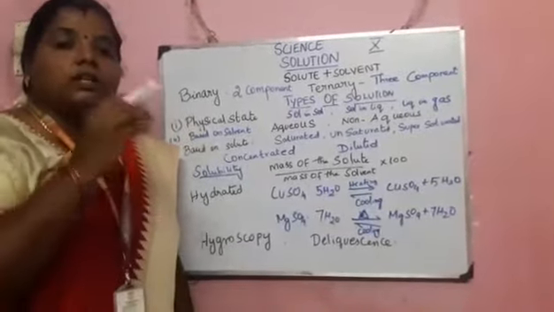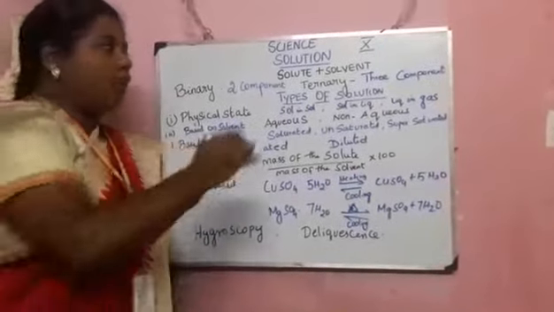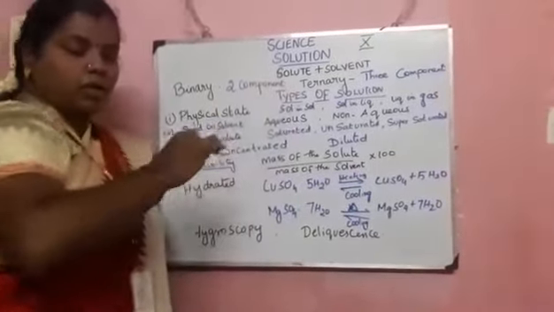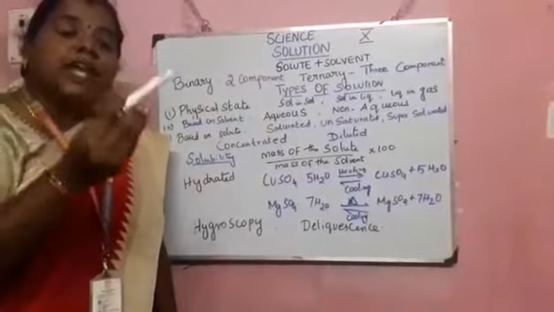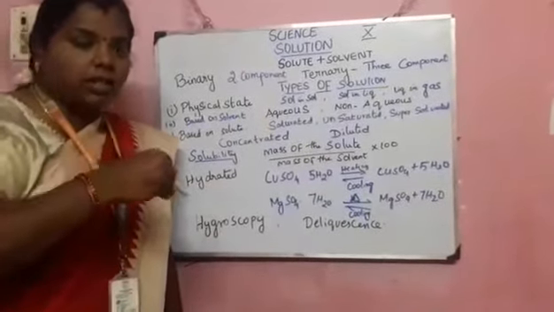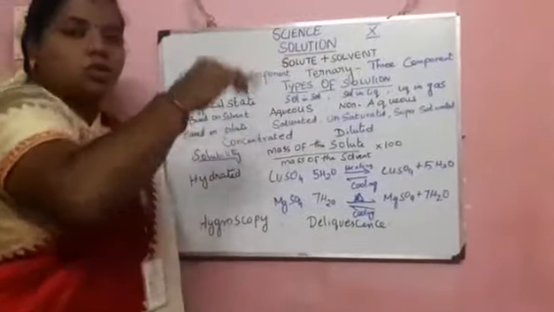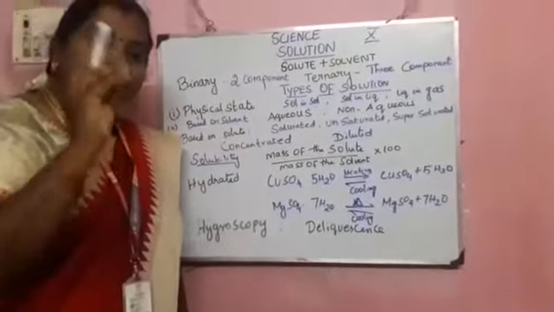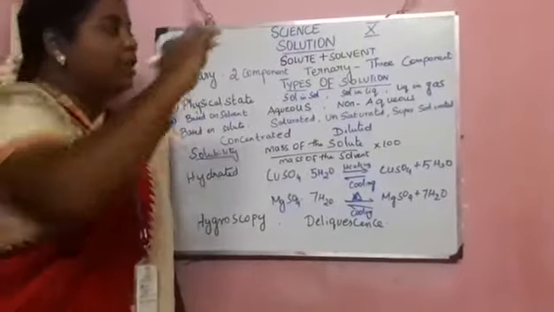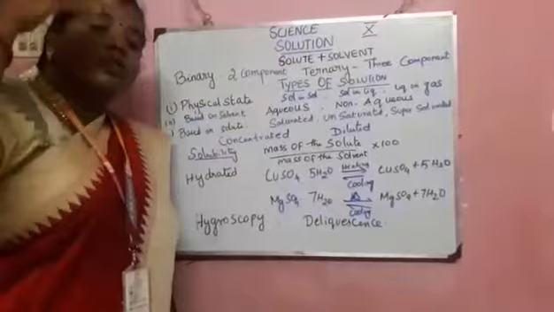So here the sugar, the lesser component, will be the solute, and the water, which is made to dissolve the sugar, is called the solvent. So solute means that which is in a lesser quantity in a solution. Solvent is what makes the solute dissolve.